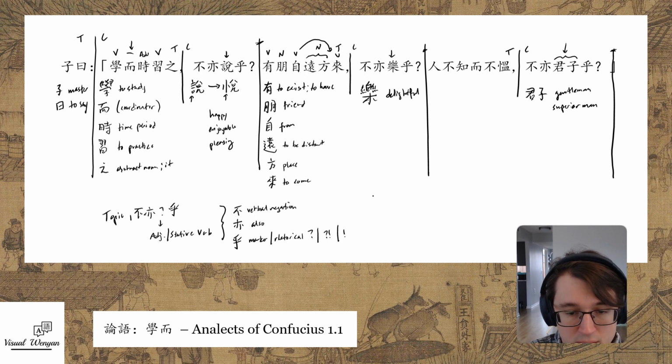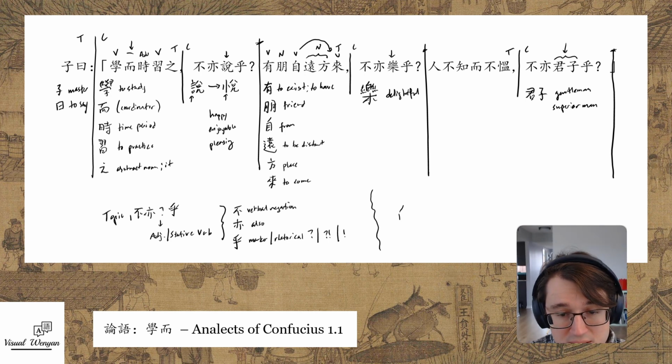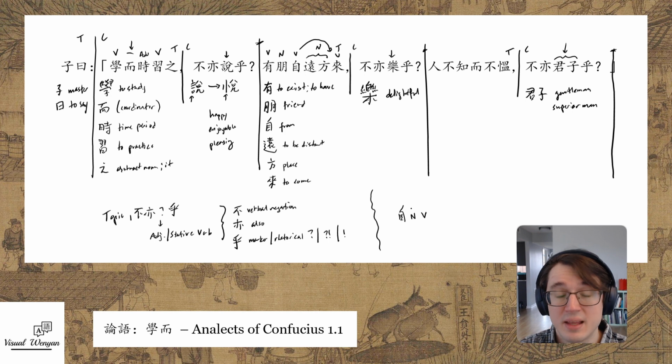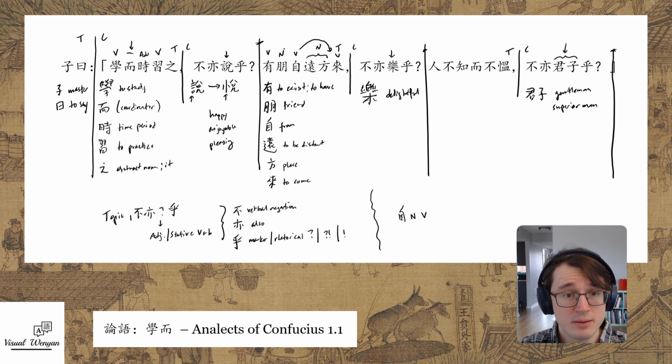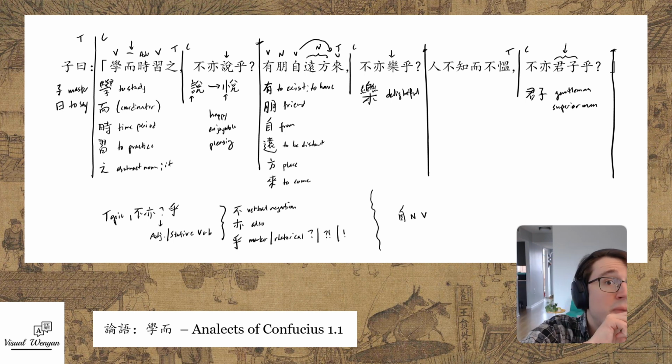Let me give you another structure here. If you have 从, noun, verb, it tells us from the noun, verb. So in this case, we have from, far place, come, to come from a far place. Okay? So putting this all together, to have a friend from far place come, to have a friend come from a far place. We just need to move that verb up in English.